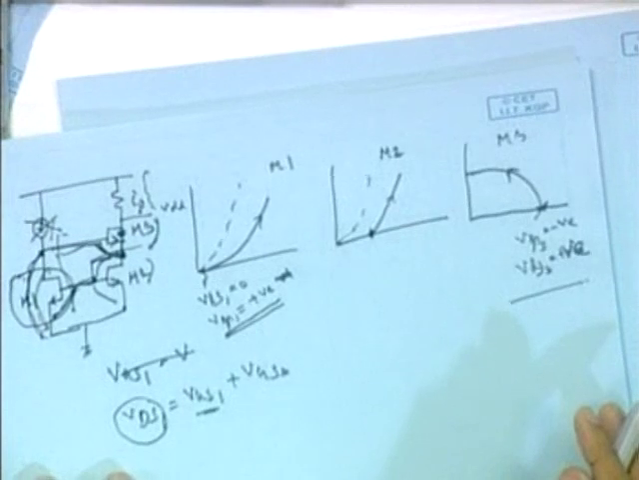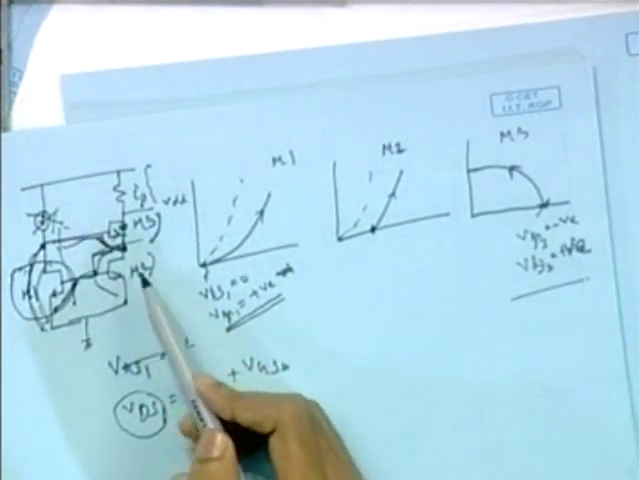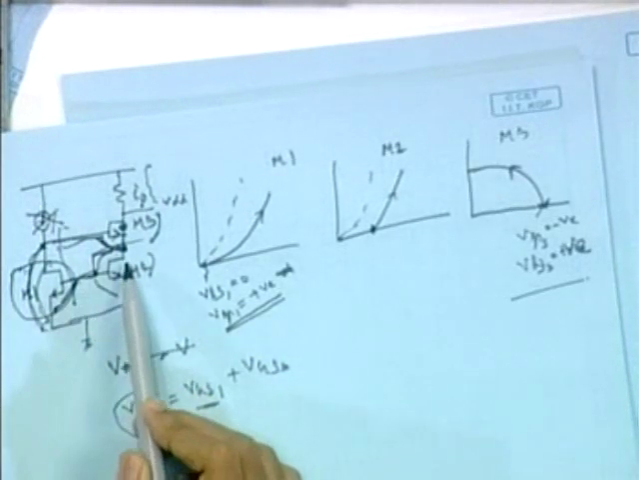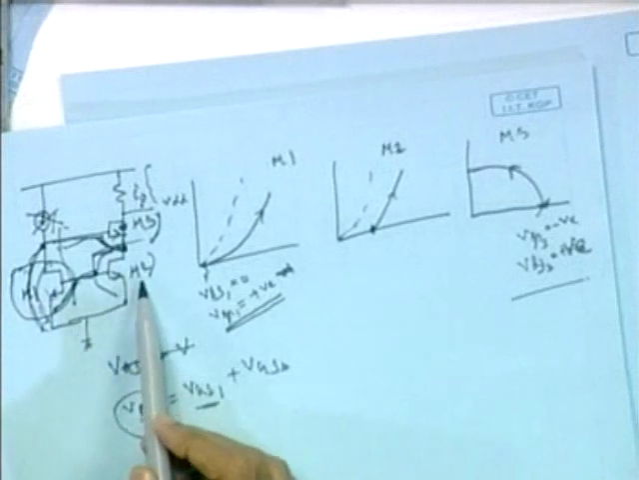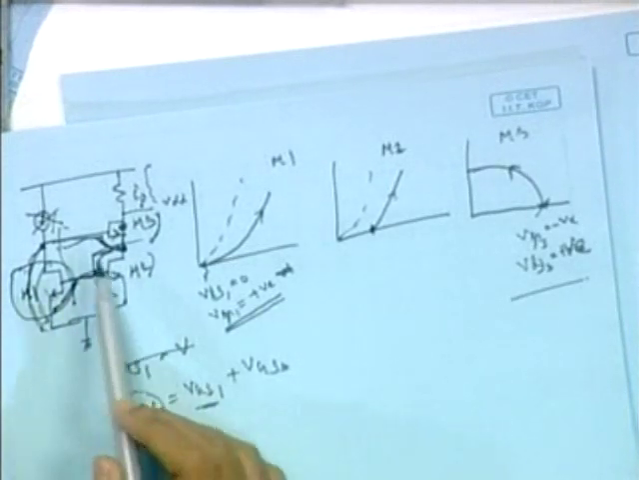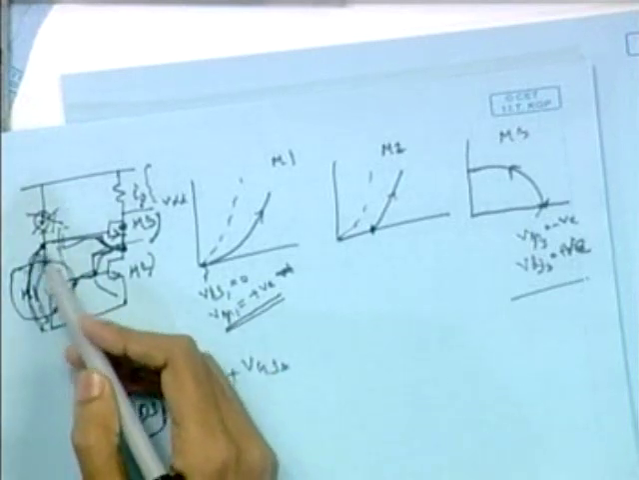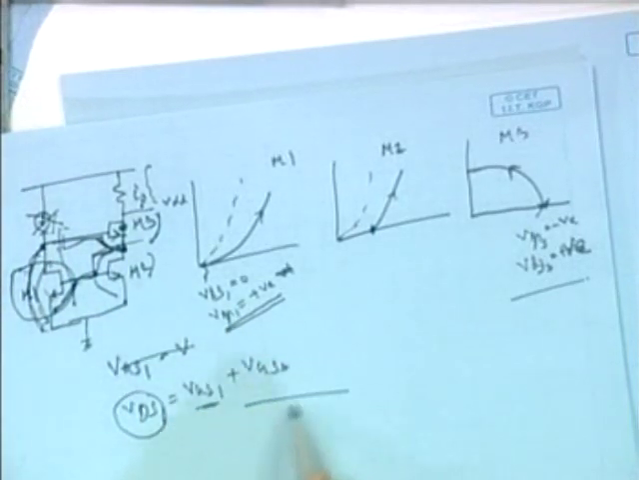Okay, but the problem of this Wilson CM is that it doesn't guarantee the equality of VDS1 and VDS2, because there is nothing, no transistor is there. So you can modify this circuit in this way.